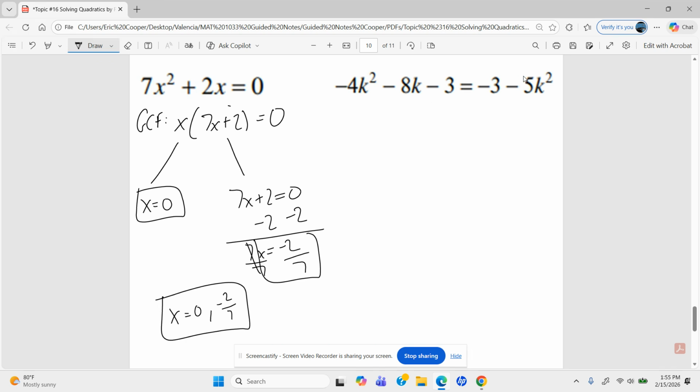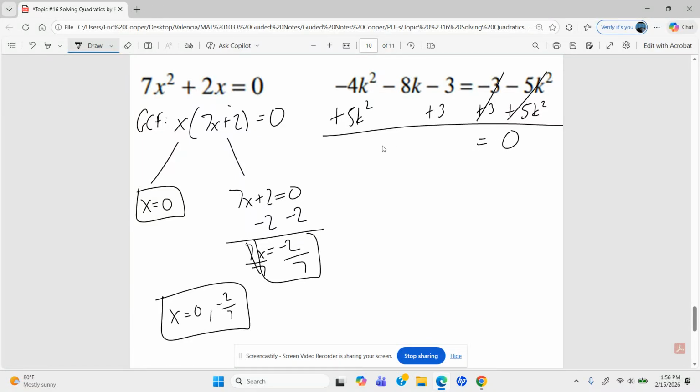Again, let's set this equal to 0. It doesn't really matter which side we move it to, but let's move all the terms to the left side in this case. I'm going to get rid of a negative 5k squared by adding 5k squared, and I'm going to add it to its like term. And I need to get rid of a negative 3 by adding a 3 to its like term. The whole right side is equal to 0, which is good.